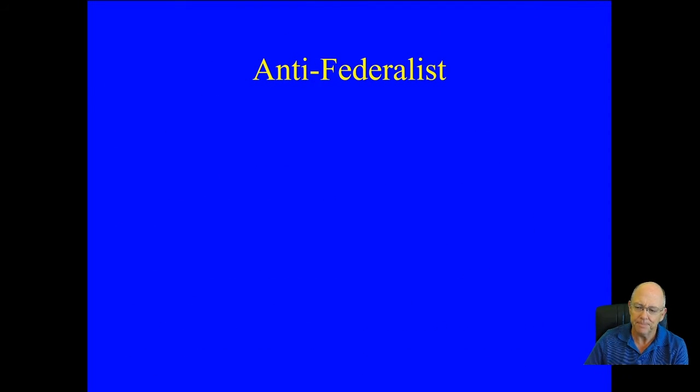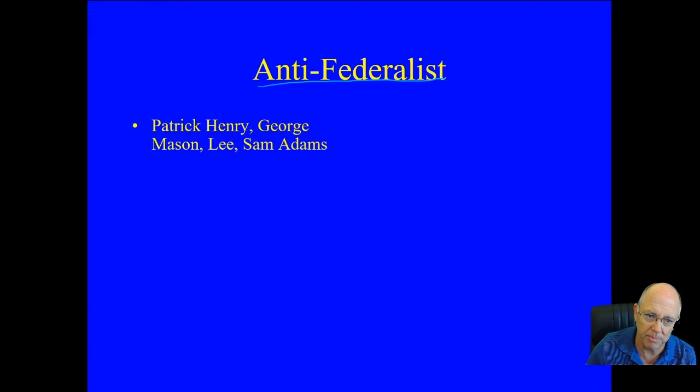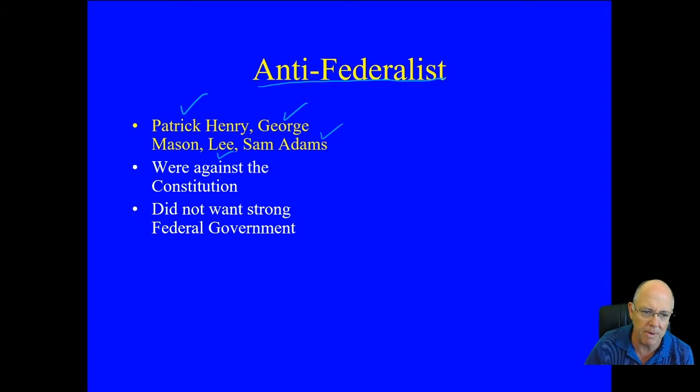Anyway, there's another group called the Anti-Federalists. The Anti-Federalists were people like Patrick Henry, George Mason, Richard Henry Lee, and Sam Adams. These were, again, important patriots during the Revolution, and they didn't want a strong federal constitution. Remember, these people are afraid of tyranny.